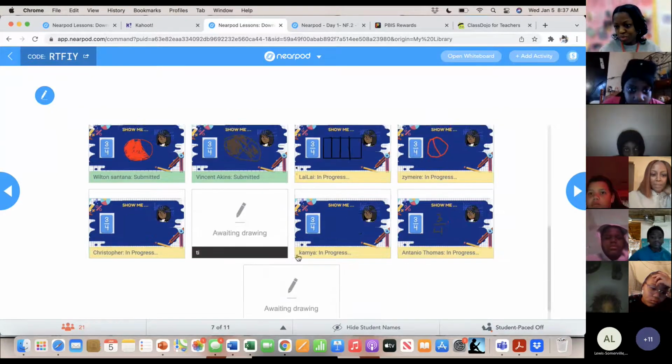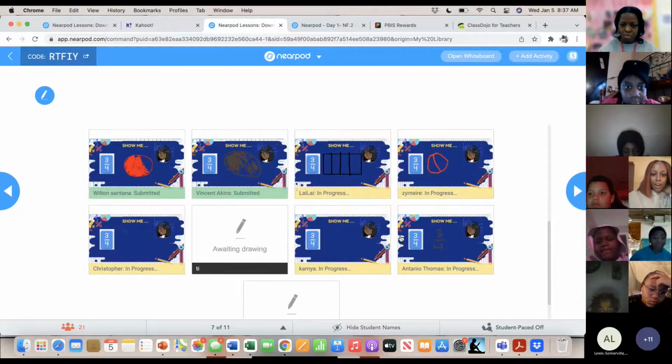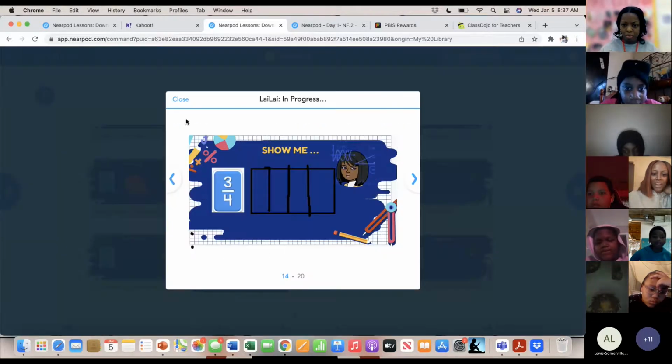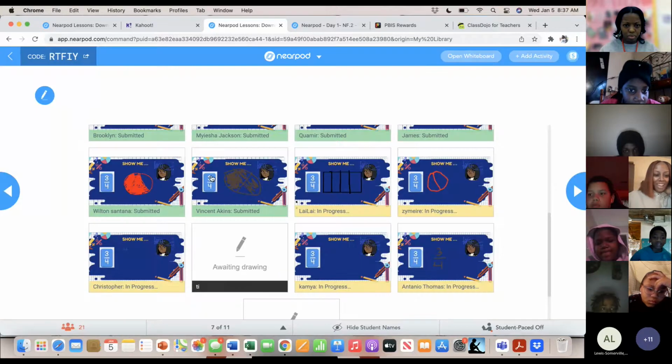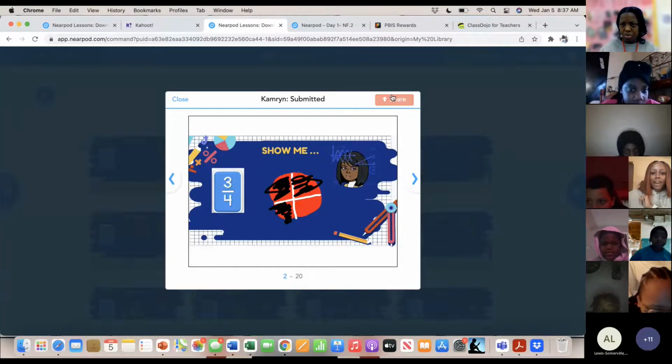Ooh, I see some different types of fractions too. Okay. Oh, Lele then went and got her a rectangle. Okay. I don't blame you. All right. So I'm going to share out a few different ones because I see at least 3 different ones. Shout out to y'all. First, I'm going to share out Cam's.